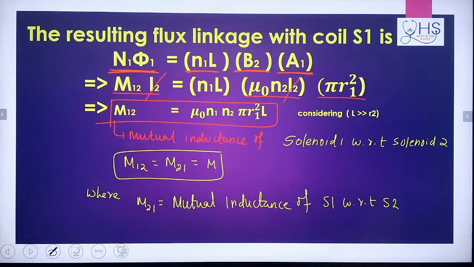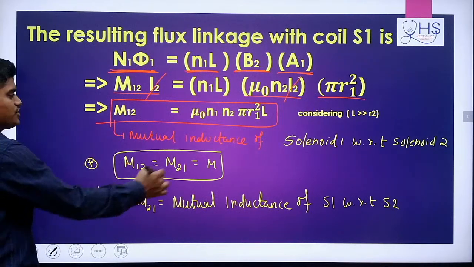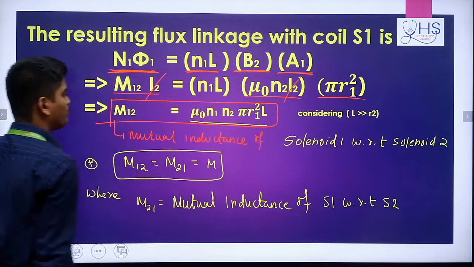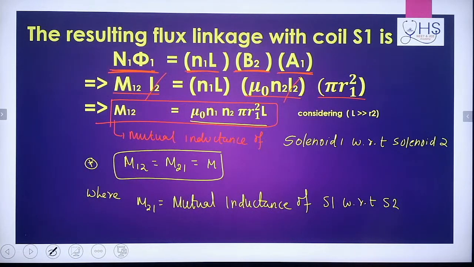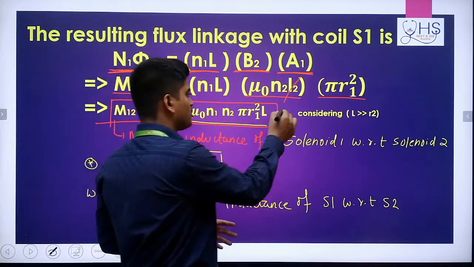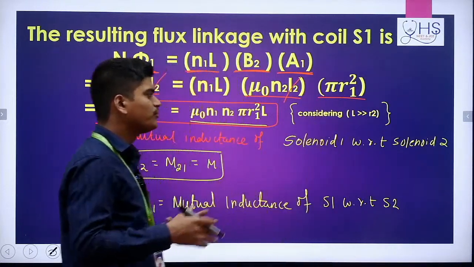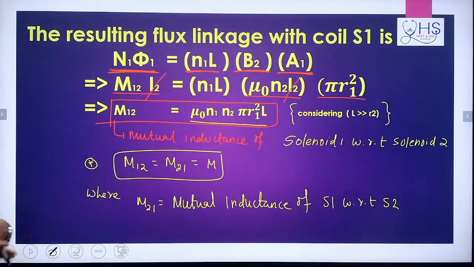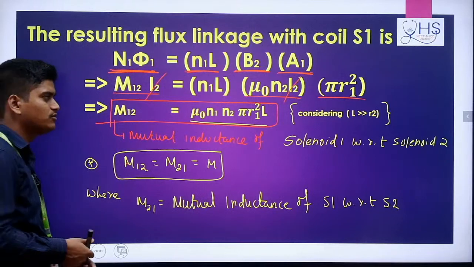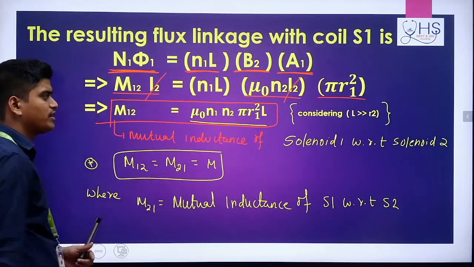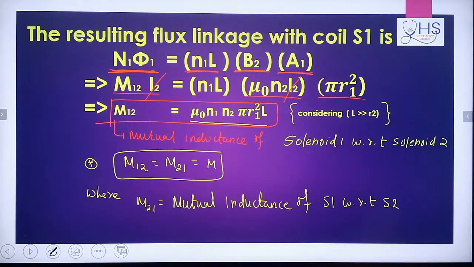Okay. So that one you can remember. M12 and M21 both are equal and they have the same magnitude, which is mu naught N1 N2 pi R1 square. And here some little consideration is there also. So this consideration you can keep in mind, that is the length of the solenoid is very much greater than R2. R2 is what? Radius of solenoid 2, the upper solenoid. Upper solenoid is R2 radius, inner solenoid is R1 radius. Okay.